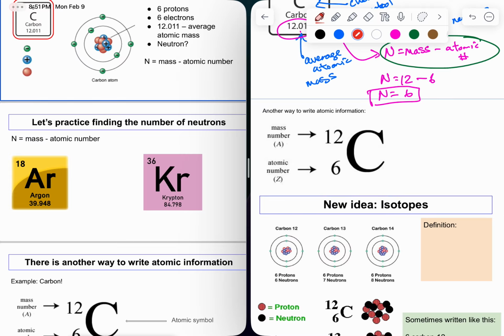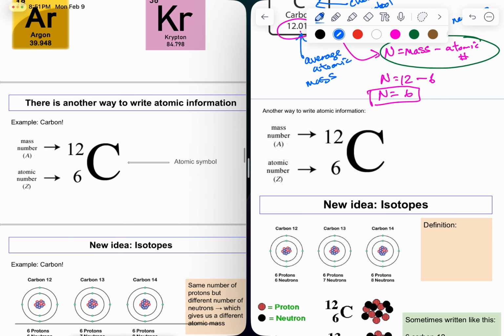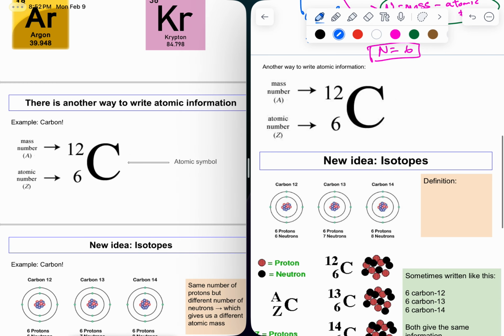Let's go to the next part. Now, there's another way to write atomic information, and this is the way that we write them usually when we're doing nuclear physics. So that's why this is something that we need to talk about.